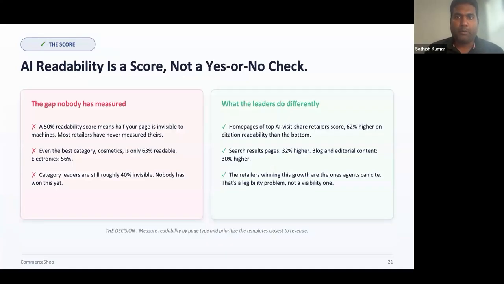And so this is again AI readability. As I said, AI readability is not just another score that you could think. You might need to share a lot of information about your products, product attributes, and also about your brand and everything.